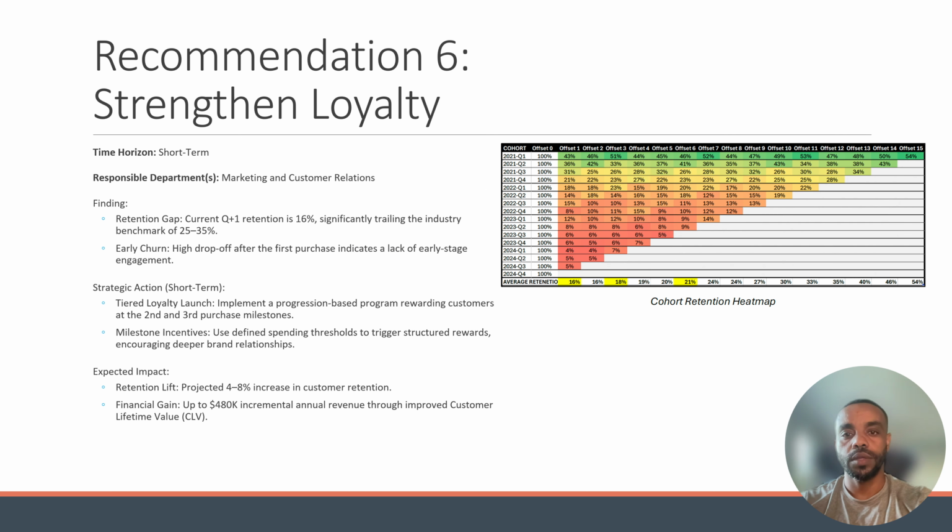Recommendation number 6 is to strengthen loyalty. Our finding shows current cohort retention at 16%. This is trailing the industry standard, and we see a high churn after the first purchase. The strategic action for the short term is to implement a progression-based loyalty program to reward customers at second and third purchases. With these strategies, we expect a retention lift of 4 to 8% and a financial gain of up to 480K dollars in annual revenue by improving customer lifetime value.